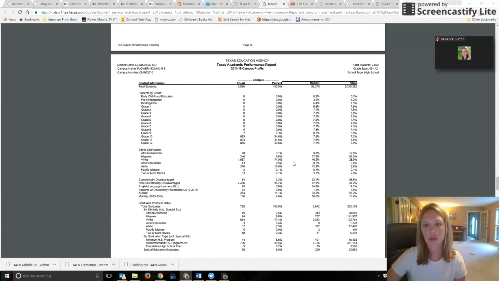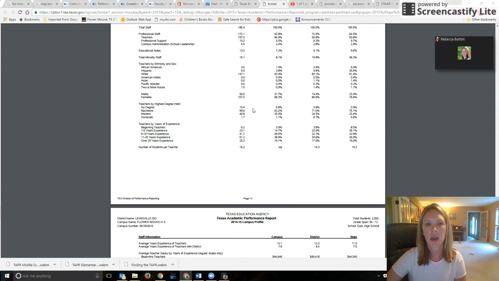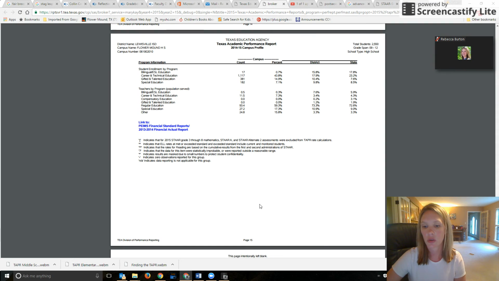And then we're still going to see some of those similarities: what the student demographics are, the class size, what the teaching demographic is, the average teacher salary, and the student by program.